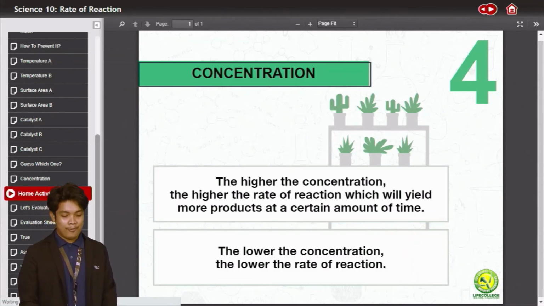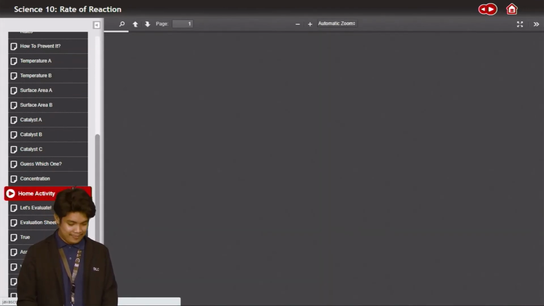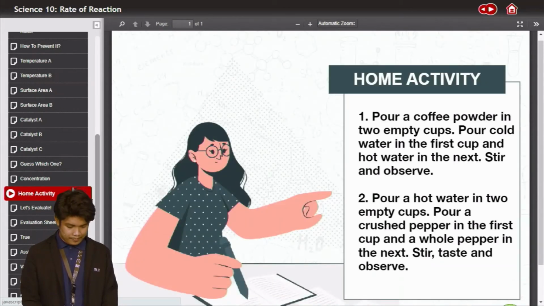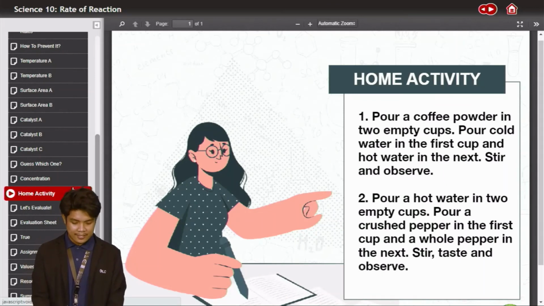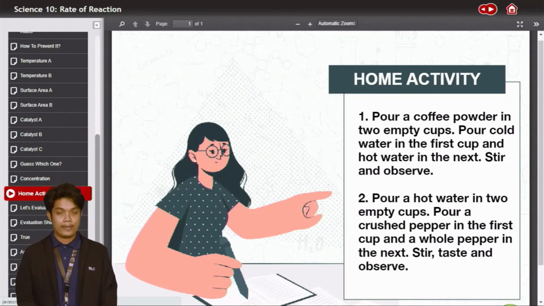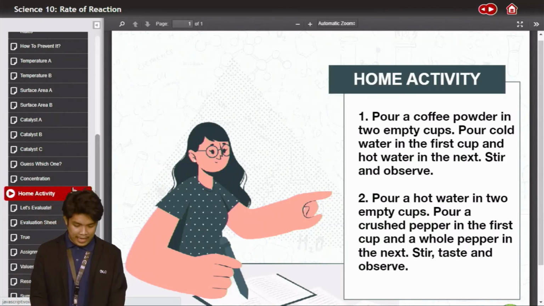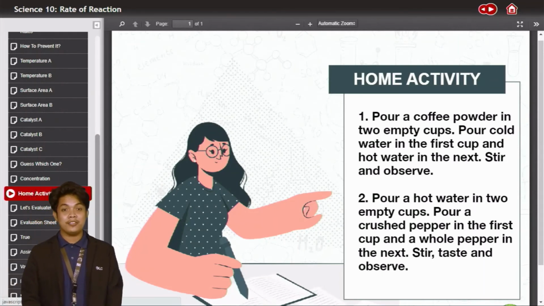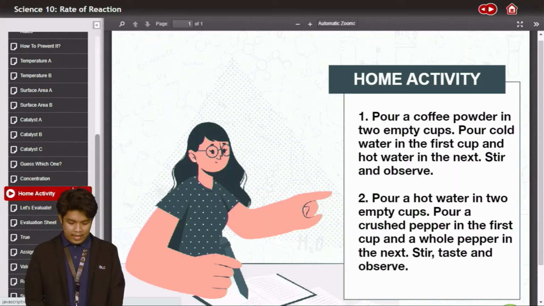So right now, let's have a home activity. To further understand the lesson, let us have an activity. Do these two home activities and determine the factor affecting the rate of reaction and give a brief explanation about it. Just write it on your notebook. Pause the video and do these things.